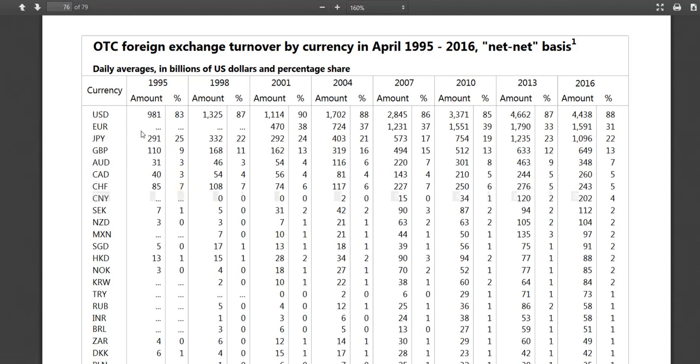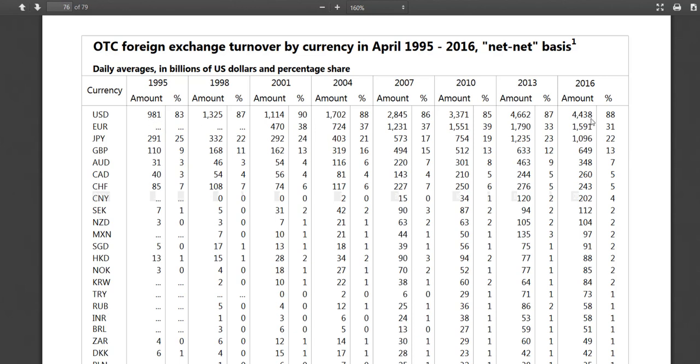You see that there was no data for the euro. That's because the euro was only introduced in 2001, and it starts with about $470 billion worth of transactions, accounting in those days for 38% of the total. And in the most recent data, you can see the significant increase.